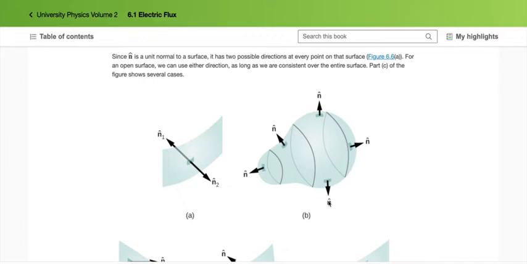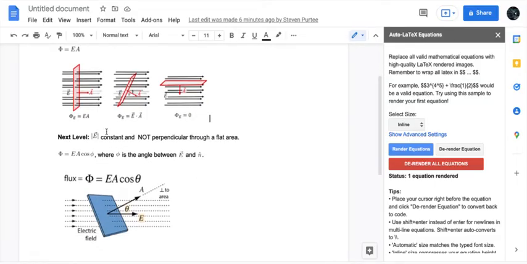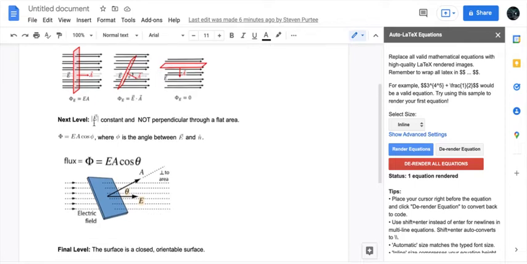So in our next level of calculating flux, what if E is still constant and we still have a nice flat shape, but E doesn't pass perpendicularly through the surface? E comes through at some angle. So here I've got some surface. E's coming through here. This direction right here would be the normal vector, and E is making some angle with that normal vector.